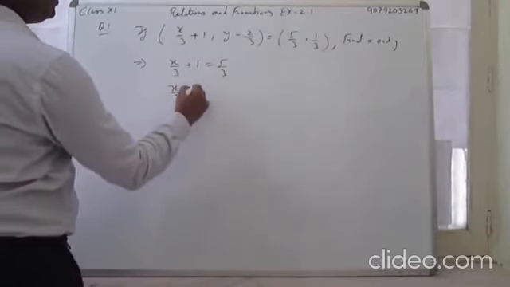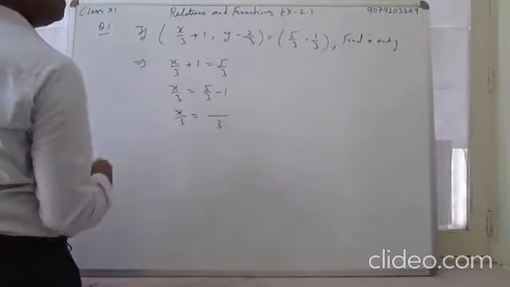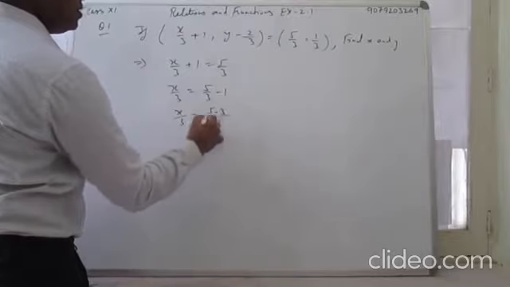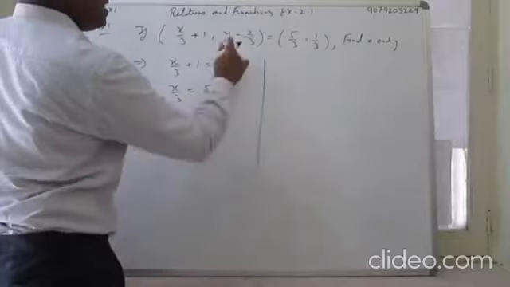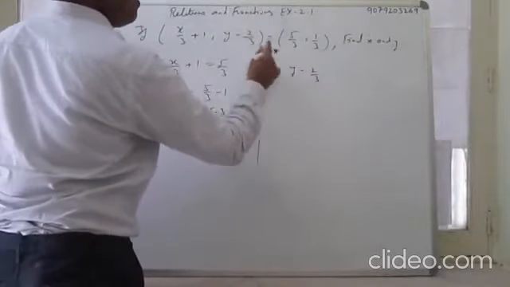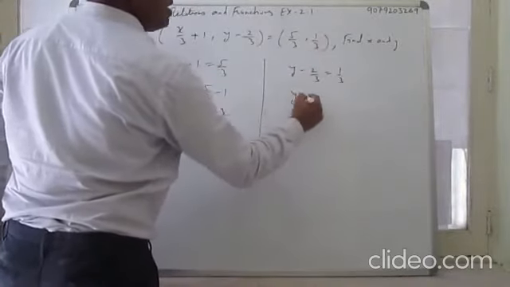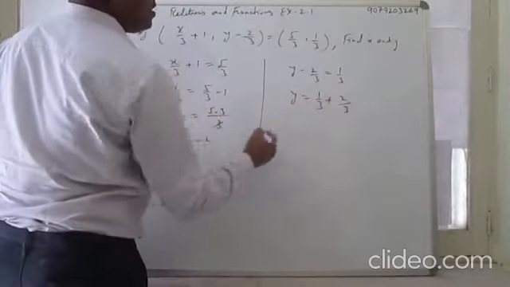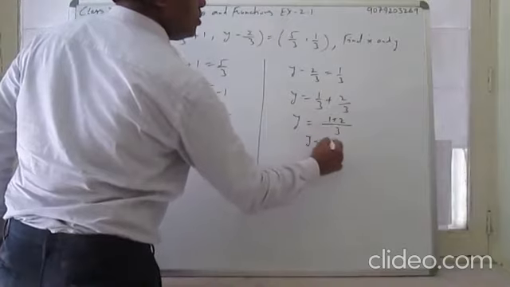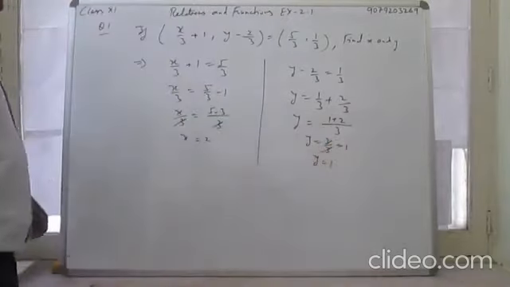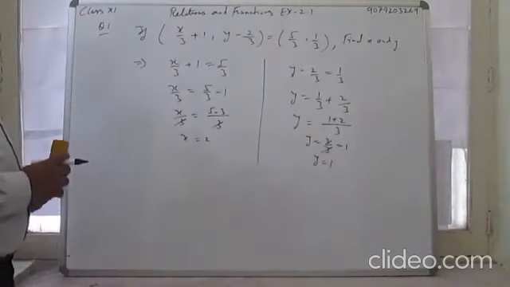So x/3 is equal to 5/3 minus 1. For x/3, take LCM 3. So it is 5 minus 3, so 3 cancels, and x is equal to 2. Now the second element is (y - 2)/3 in this ordered pair, and in the other ordered pair the second element is 1/3. So y is equal to 1/3 plus 2/3. y is equal to (1 + 2)/3, y is equal to 3/3, which is equal to 1. So in this way we find x is equal to 2, y is equal to 1.